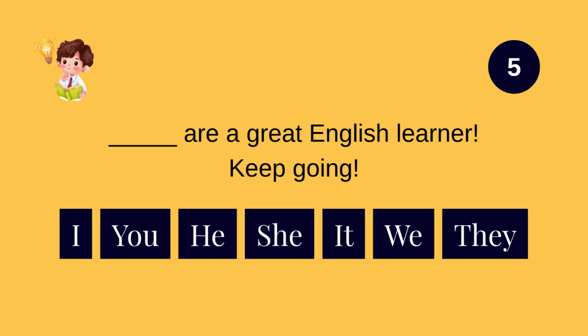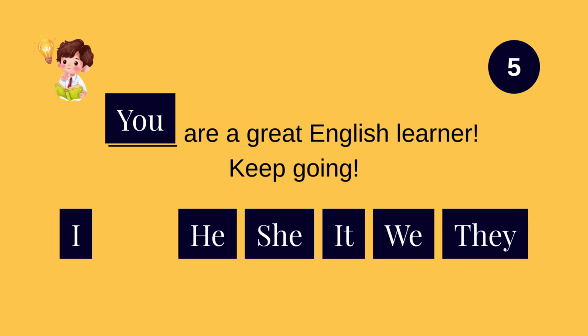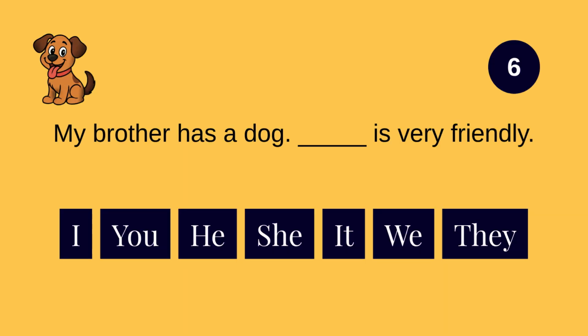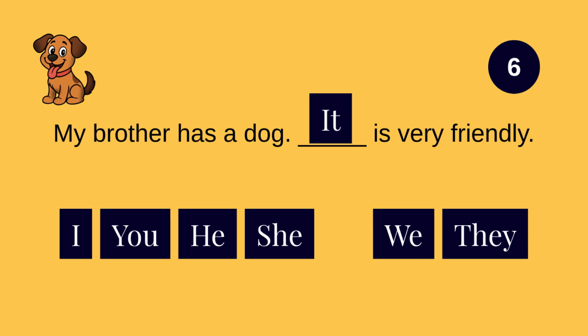Question 5. The answer is, you are a great English learner. Keep going. I'm talking to you. Question 6. The answer is, my brother has a dog. It is very friendly. A dog is an animal, so we use it.